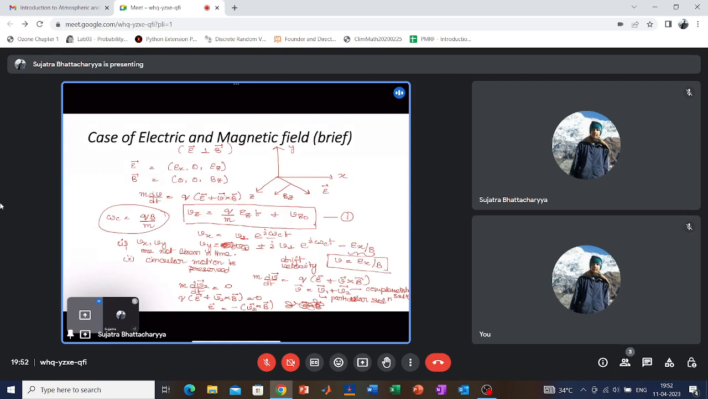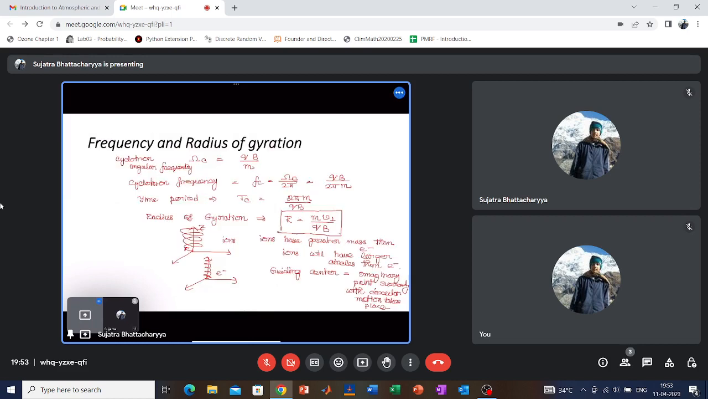We have already seen that in case of electric and magnetic fields which are perpendicular, where E is in the xz plane and B is along the z axis, the Vz is similar to that of the electric field in the z direction. But the Vx, Vy expression is an oscillatory expression, except for this extra term, Ex by B.